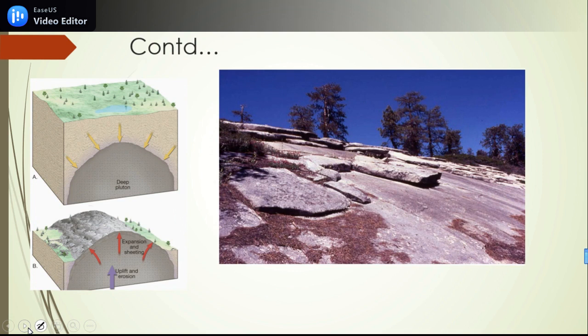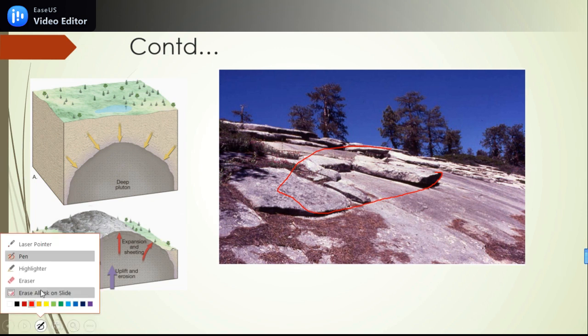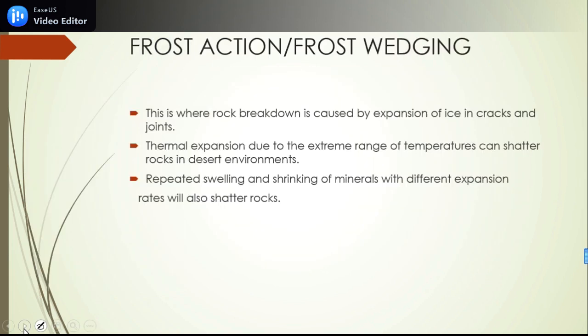Here is a diagram of an example of exfoliation. You can see here the rocks are weathered. You can see how it reacts. It is heated, deep pluton, expansion and sheeting. It expands and contracts, and it results in exfoliation weathering.